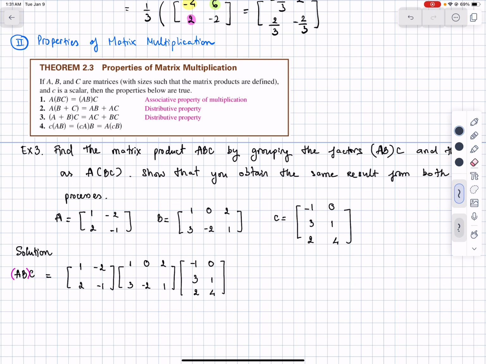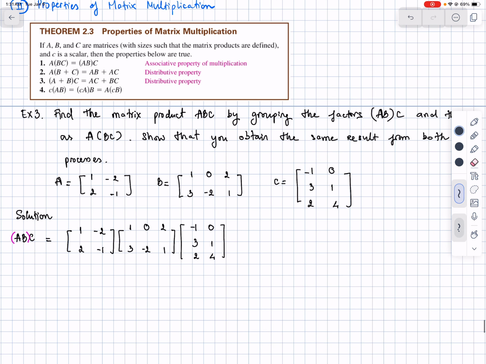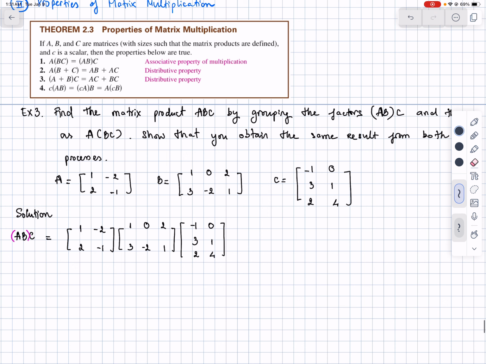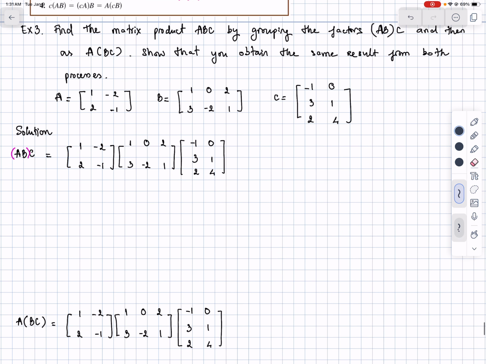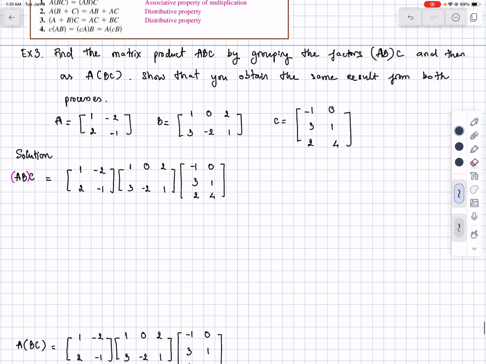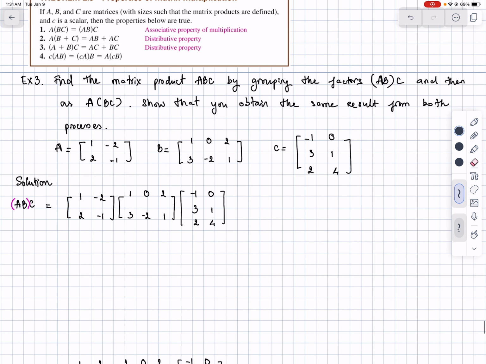In the next example, number 3, we will show the associative property of multiplication, number 1. So we'll look at the example. We have matrices A, B, C given, and let's calculate A times B first and then times C. Then the second way, we do BC first and then multiply A. We want to show that the result in both ways is the same. That means we prove the first property, the associative property.